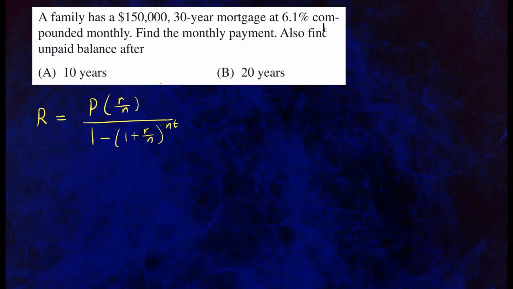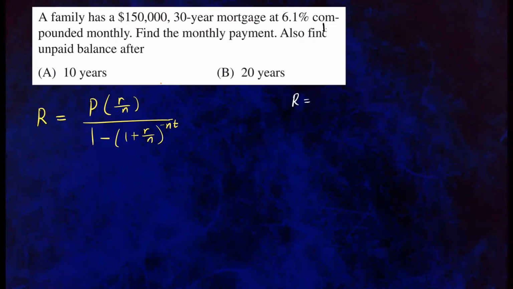Suppose a family has a $150,000, 30-year mortgage at 6.1% compounded monthly, and we want to find the monthly payment, and then we'll also find the unpaid balance after 10 years and 20 years. All right, so let's take a look at the monthly payments. We're going to be using this formula, which will amortize the loan. If you're not familiar with this formula, let me redefine these variables for you.